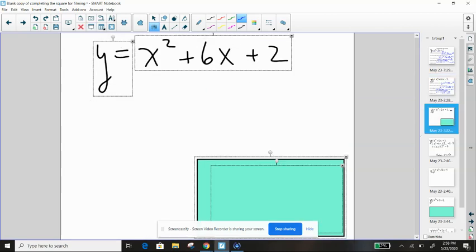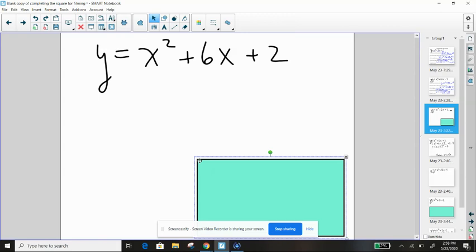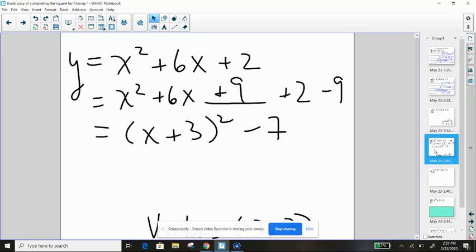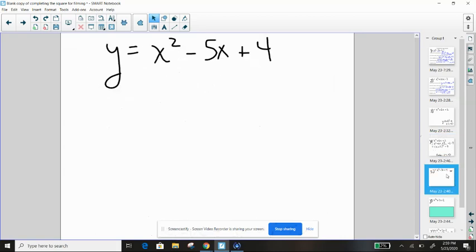So go ahead and try one on your own. Pause the video. And let's see if you got the right answer. Did you get a vertex of negative 3, negative 7? If not, pause your video and see if you can find where your mistake is. So the only way I can make this harder is if I give you a number that's not so nice to make that perfect square trinomial. So I'm going to go through one with you, and then you're going to do one on your own.